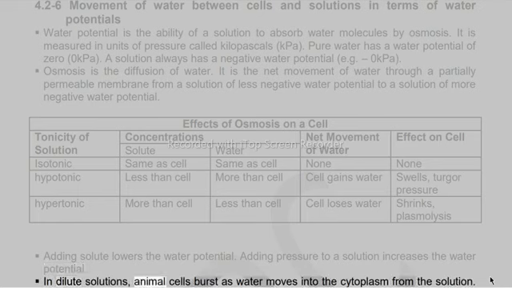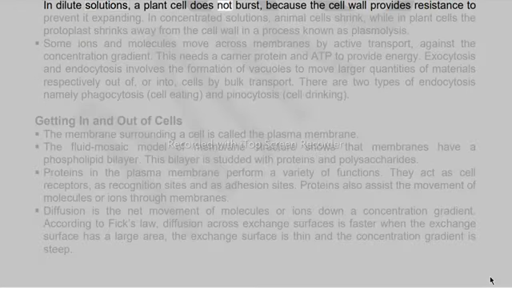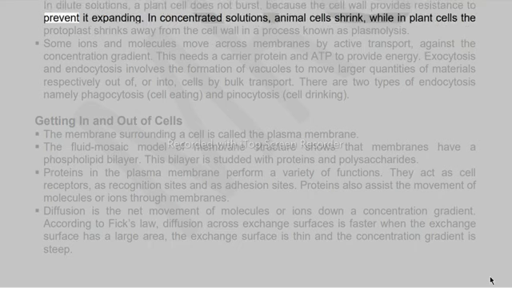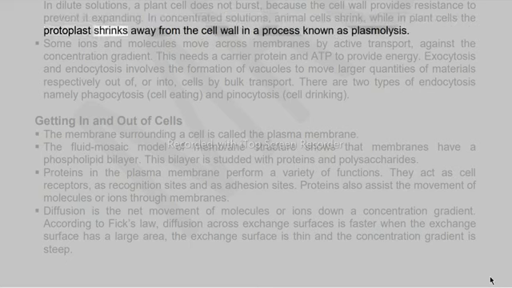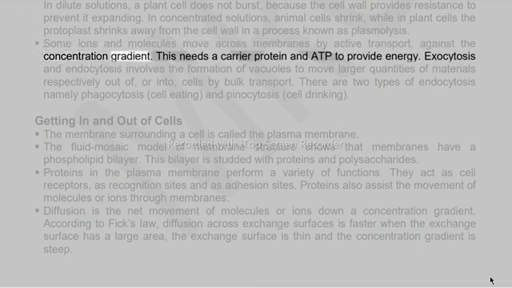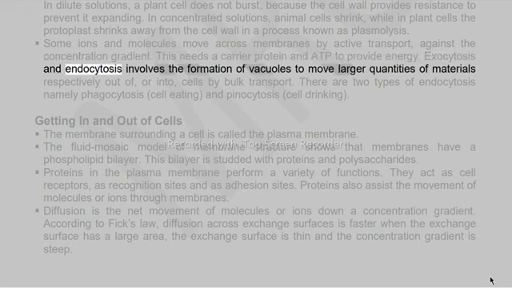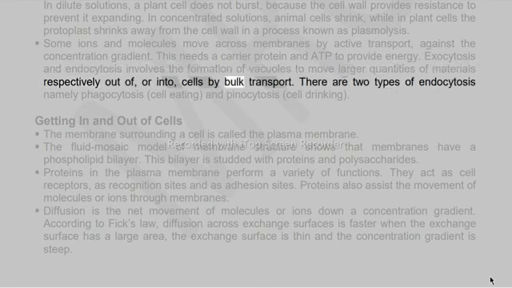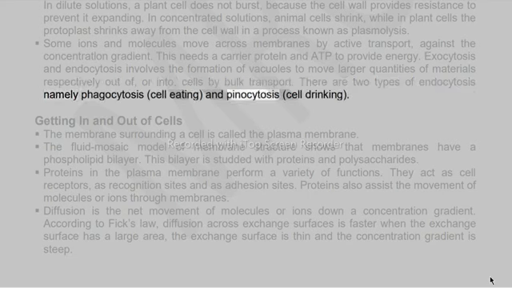In dilute solutions, animal cells burst as water moves into the cytoplasm from the solution. In dilute solutions, a plant cell does not burst, because the cell wall provides resistance to prevent it expanding. In concentrated solutions, animal cells shrink, while in plant cells the protoplast shrinks away from the cell wall in a process known as plasmolysis. Some ions and molecules move across membranes by active transport against the concentration gradient. This needs a carrier protein and ATP to provide energy. Exocytosis and endocytosis involve the formation of vacuoles to move larger quantities of materials respectively out of, or into, cells by bulk transport. There are two types of endocytosis, namely phagocytosis, cell eating, and pinocytosis, cell drinking.